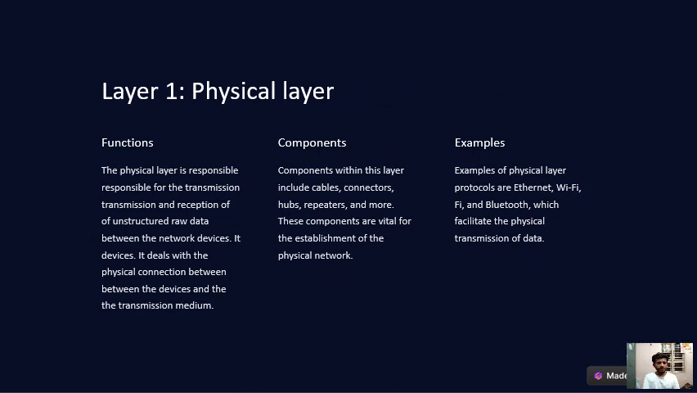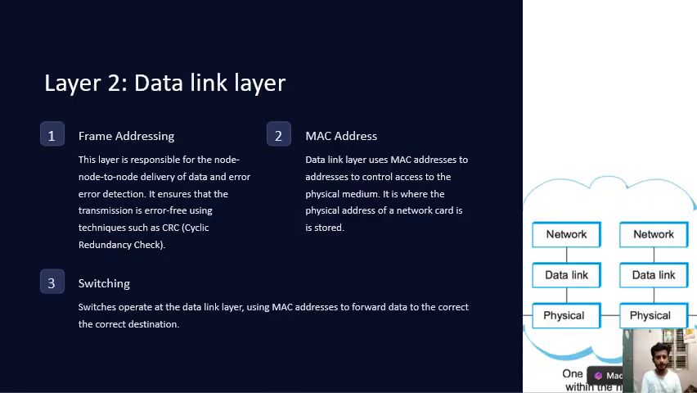Layer 1, Physical layer functions. The physical layer is responsible for the transmission and reception of unstructured raw data between network devices. It deals with the physical connection between the devices and the transmission medium. Components within this layer include cables, connectors, hubs, repeaters, and more. These components are vital for the establishment of the physical network. Examples of physical layer protocols are Ethernet, Wi-Fi, and Bluetooth, which facilitate the physical transmission of data.